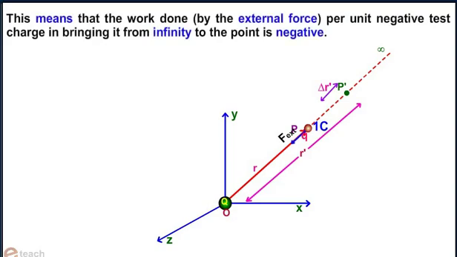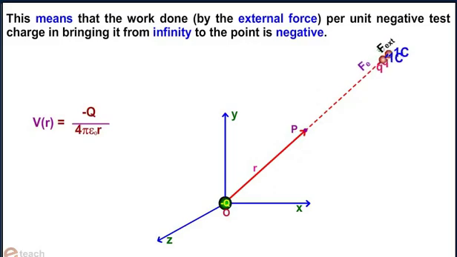This means that the work done by the external force per unit positive test charge in bringing it from infinity to the point is negative. That is, V of r equals minus Q divided by 4 pi epsilon naught r.